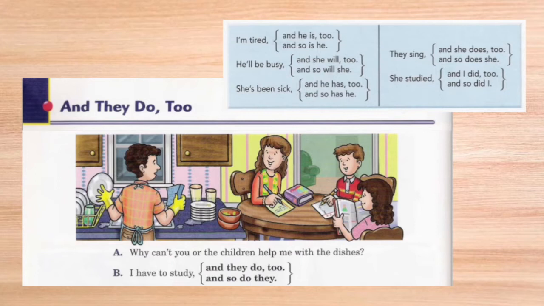Why can't you or the children help me with the dishes? I have to study, and they do too. Listen again. Why can't you or the children help me with the dishes? I have to study, and so do they.